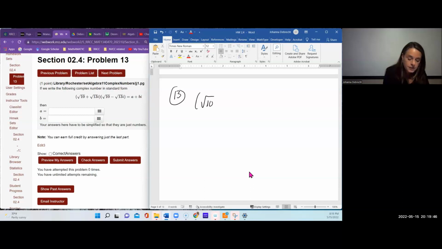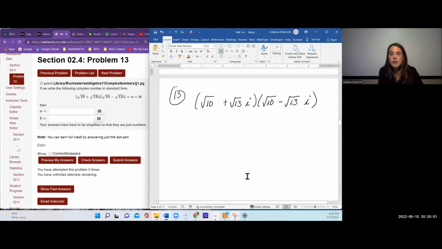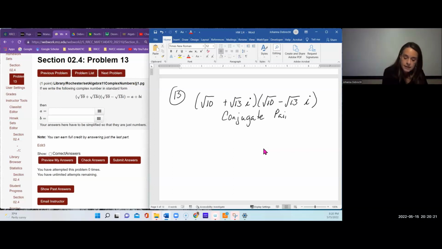We have the square root of 10 plus the square root of 13 times i, not under the radical, times the square root of 10 minus the square root of 13 times i, not under the radical. Do you notice that these are identical expressions except for the sign in the middle? That sounds a lot like the difference of two squares pattern, and it is. It's also called a conjugate pair. That means one has a plus sign and one has a minus sign.